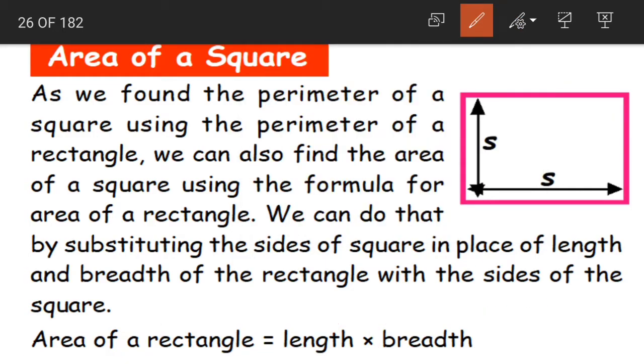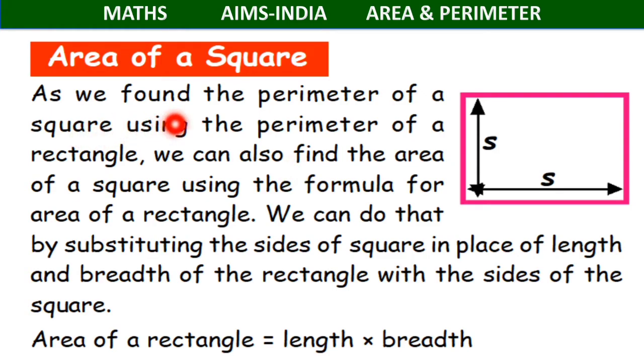Yes. Now coming to the area of a square, as we have found the perimeter of a square using the perimeter of a rectangle, we can also find the area of a square using the formula for area of a rectangle. We can do that by substituting the sides of the square in place of length and breadth of the rectangle. If you remember, what was the perimeter of a rectangle? The formula for perimeter of a rectangle was 2 into (L plus B).